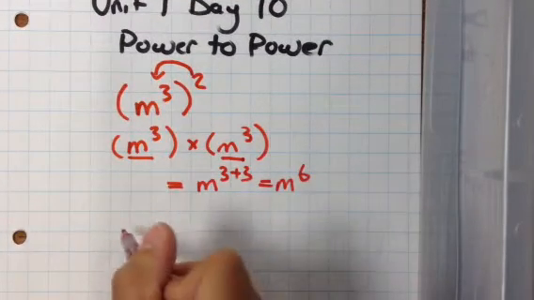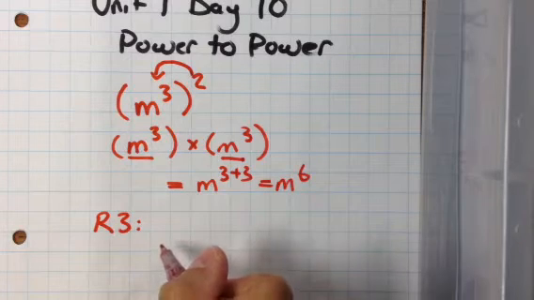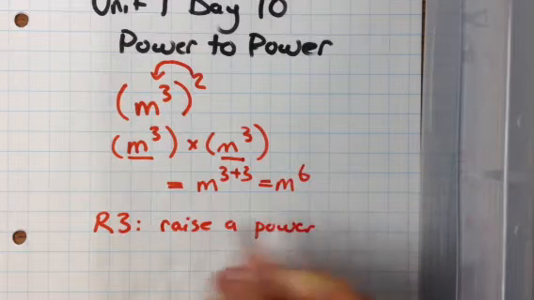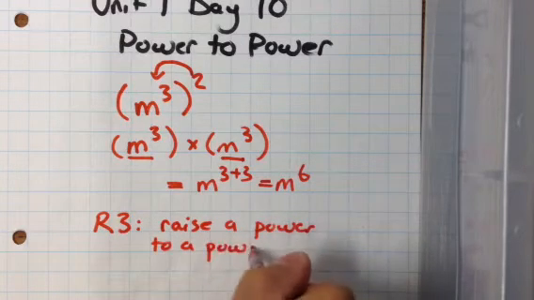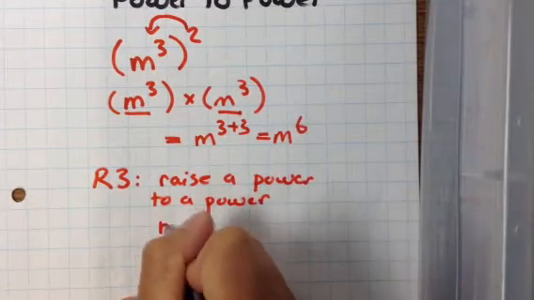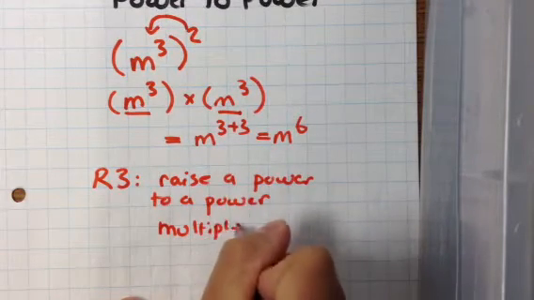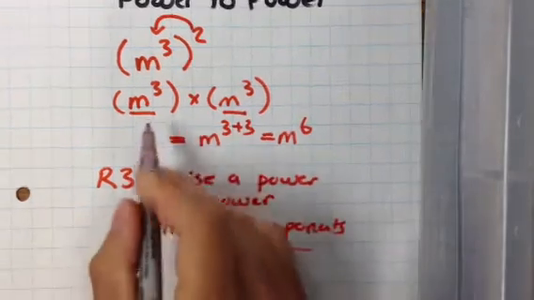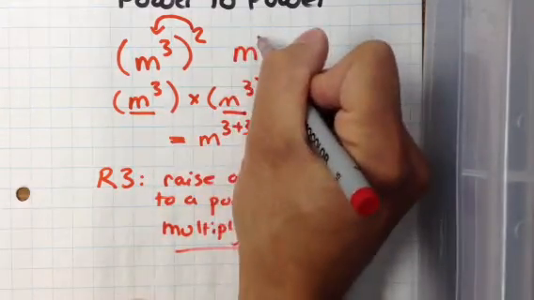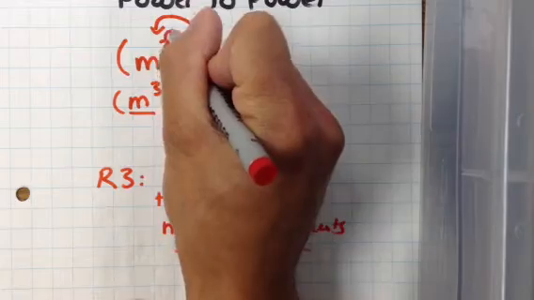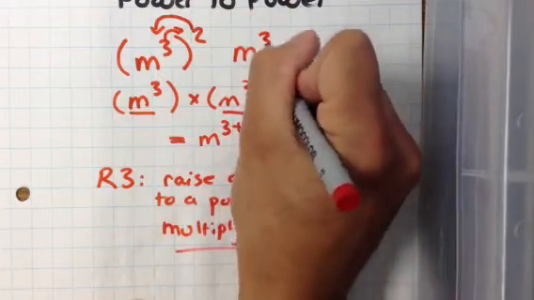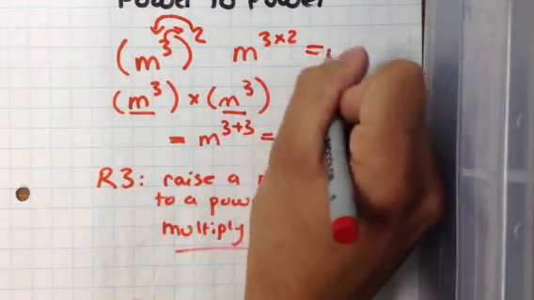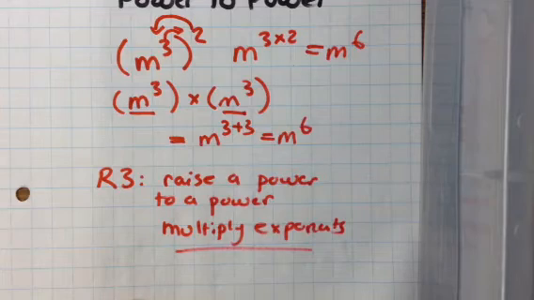The faster way that you're going to learn is the third rule for exponents, and that's if you raise a power to a power, you are going to multiply the exponents. Okay? So, in our example here, we could have just very quickly said, okay, whatever's inside will multiply with the outside. So the 3 on the m is going to multiply with the outside exponent, and you get m to the 6. That's way faster.